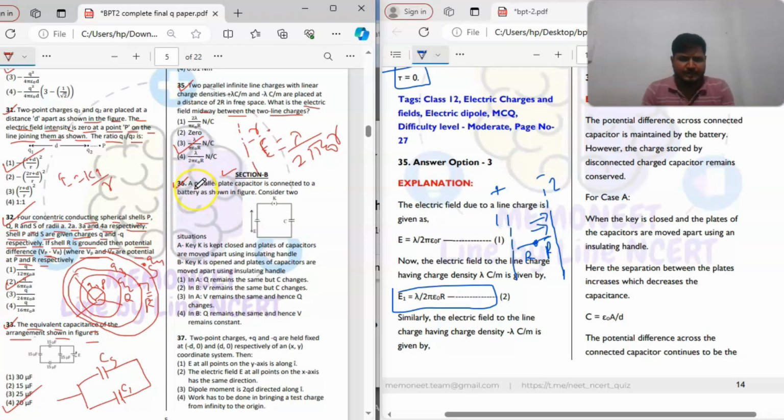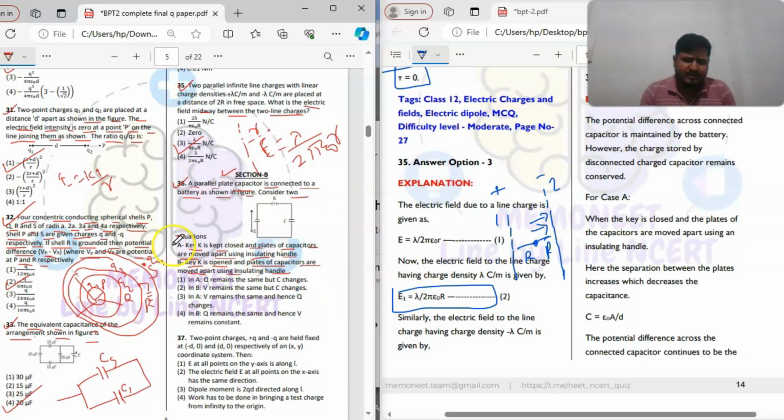Let us first read the question. A parallel plate capacitor is connected to a battery as shown in the figure. Consider the two situations given here. In situation A, key K is kept closed and the plates of the capacitor are moved apart using an insulating handle. In situation B, the key K is opened and the plates of the capacitor are moved apart using an insulating handle. So we have to tell whether the charge will change, or capacitance will change, or voltage will change or not.